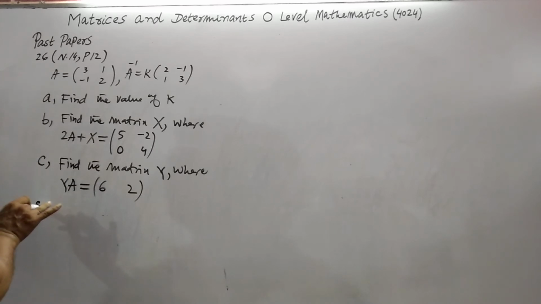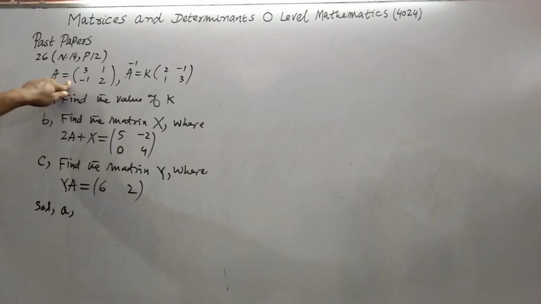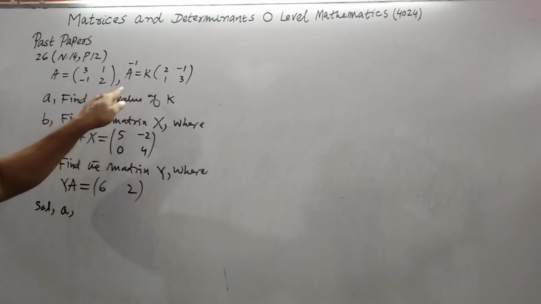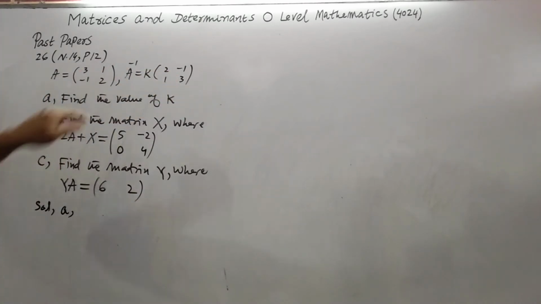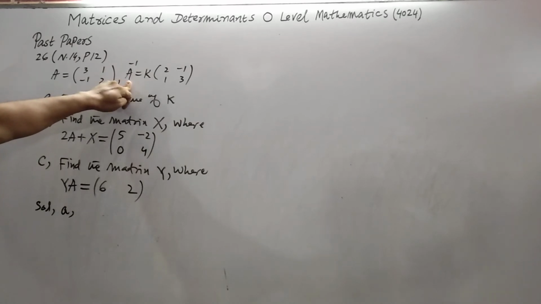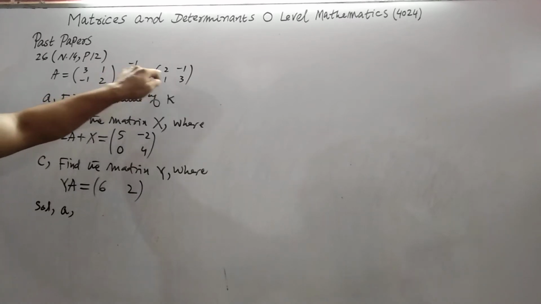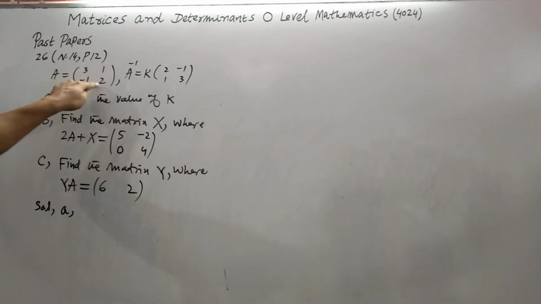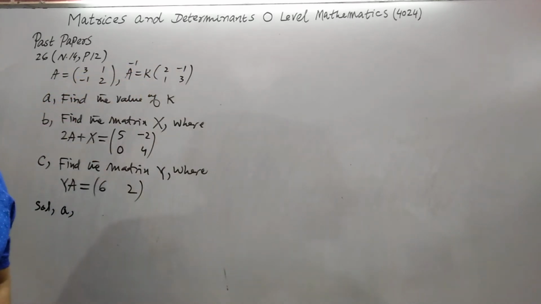First, the solution of part A. Given that A is [3, -1; 1, 2], A inverse is K into [2, 1; -1, 3]. Find the value of K. Students, you know how to find the inverse of a matrix. Inverse of a matrix equals 1 upon determinant multiplied by the adjoint of the matrix. This is the adjoint: change the positions of 3 and 2, and change the signs of minus 1 and 1. So K stands for 1 upon the determinant of A.